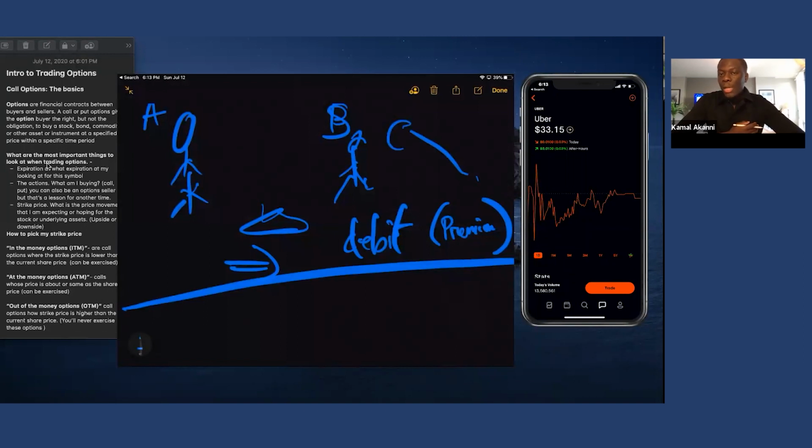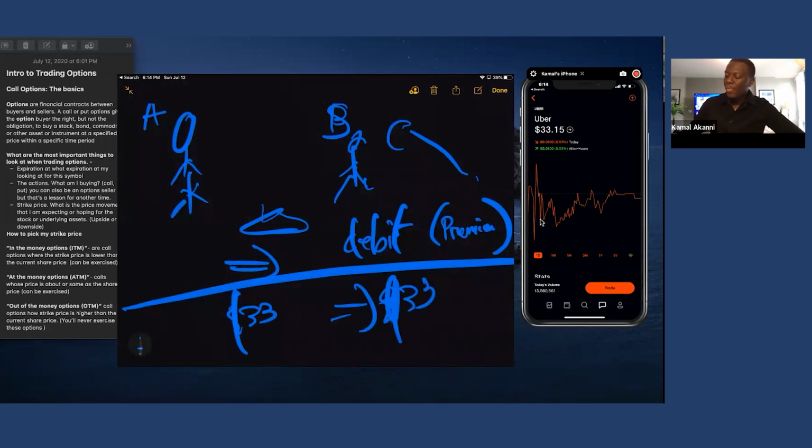So what will happen then? As a buyer, the contract that you're purchasing is for an underlying asset. Let's say, for example, it's for Uber. Right now I can see on my screen that Uber is $33.15. So Uber is 33. With this seller, I'm telling the seller that sometime in the future I will be purchasing the share of Uber for $33.